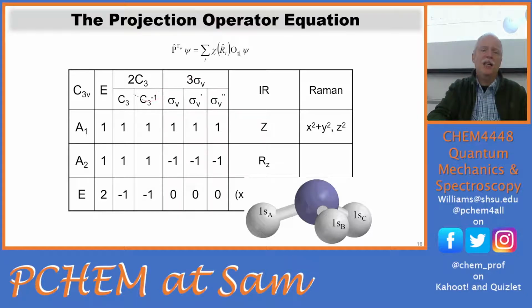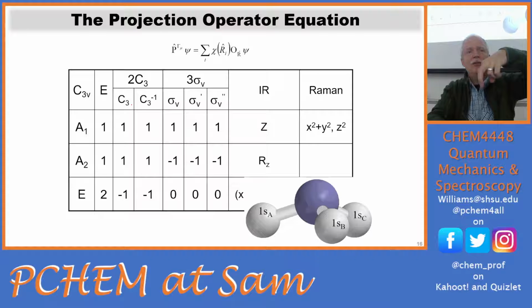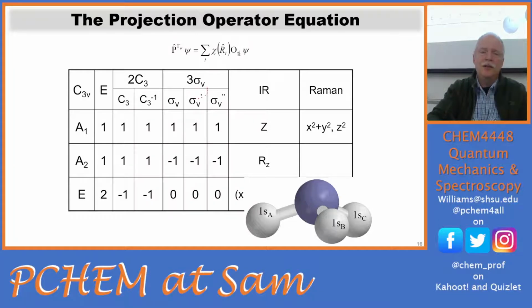But for the projection operator, we need to split out these 2 C3s. There's a C3, which is like a clockwise rotation, and then the C3 minus 1, which is a counterclockwise rotation. Because there's 2 of them. You can go to the right or to the left and move that hydrogen around. Same with the sigma V's. There's 3 reflection planes. Every NH bond is a reflection plane. It reflects the other 2 hydrogens into each other. And so for our projection operator, we need all 6 of those symmetry results. So we have to expand the table a little bit.